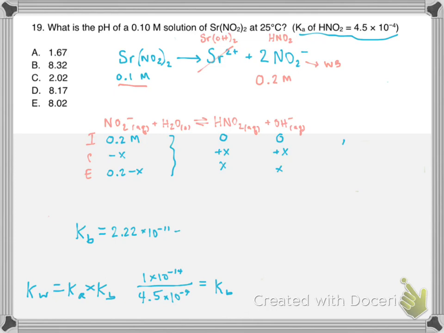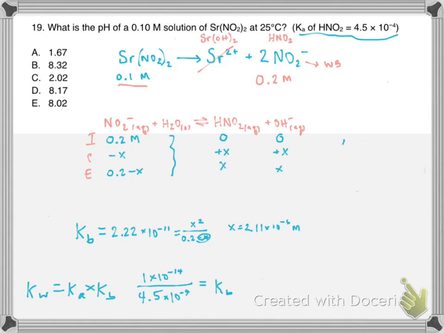And then we can set that equal to our equilibrium expression of aqueous products over aqueous reactants and plug in our E line. So we get x squared divided by 0.2 minus x. Our K is small enough that we can ignore minus x. And then we can solve for x by multiplying by 0.2 and then taking the square root of that value. And we get that x is equal to 2.11 times 10 to the negative 6 molar.